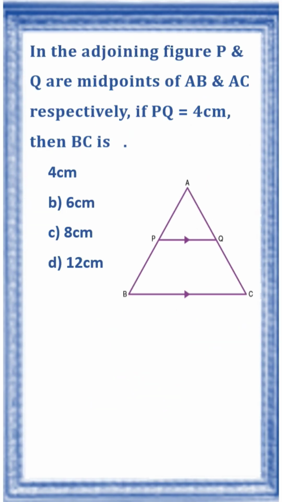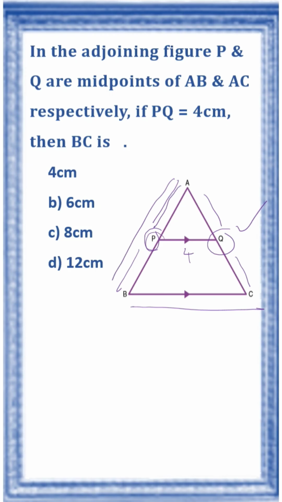Here is another example question. In the adjoining figure, P and Q are the midpoints of AB and AC respectively. If PQ is 4 centimeter, then BC is equal to? This is based on the corollary of BPT. If it is the midpoint, this is equal to this, this is equal to this. Observe the figure correctly, this by this is equal to this by this is equal to this by this.